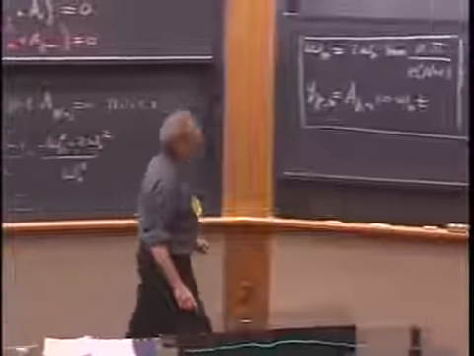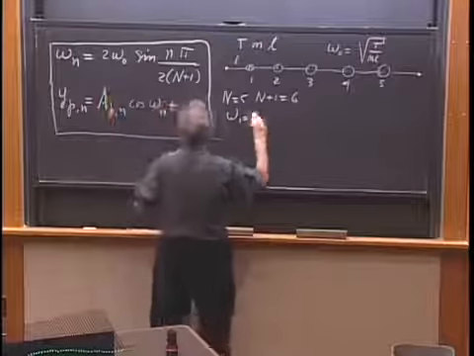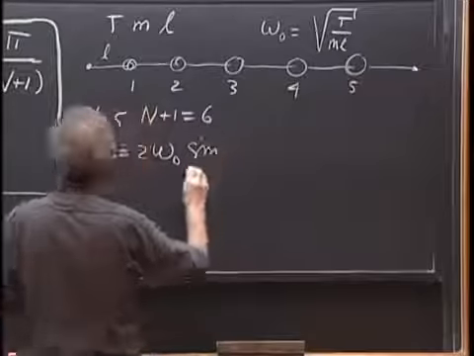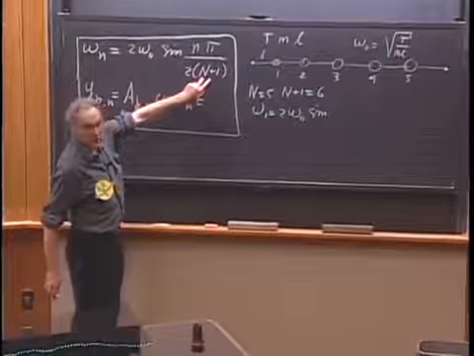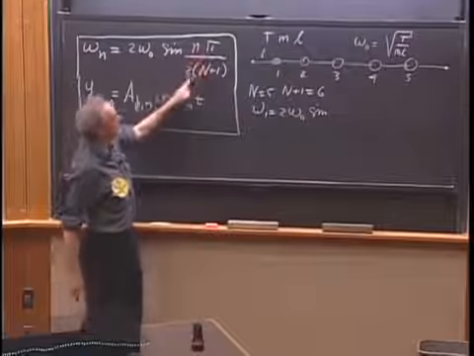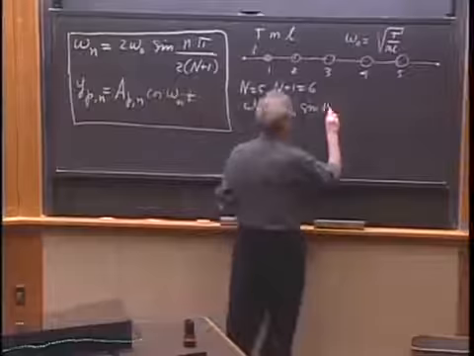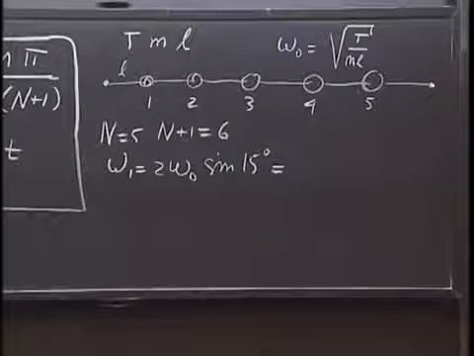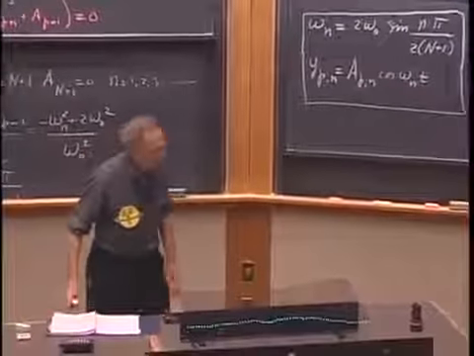And so that frequency, omega 1, is then 2 omega 0 times the sine, n equals 1, capital N plus 1 is 6, 180 degrees divided by 12 is 15 degrees, so that's the sine of 15 degrees. I write it now in degrees because I have a better feeling for degrees than I have for radians. And that is 0.51.